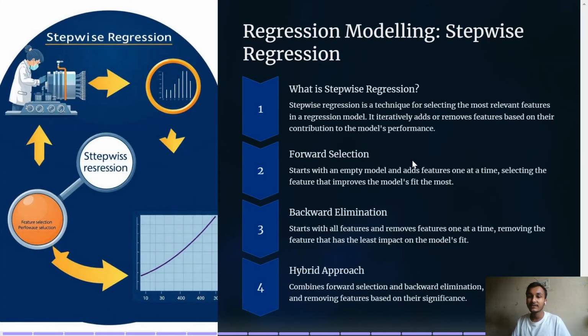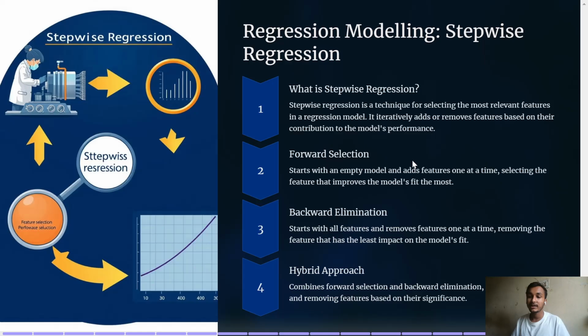Now let's look at stepwise regression. What is stepwise regression? It is a technique for selecting the most relevant features in the regression model. It iteratively adds or removes features based on their contribution to the model's performance. So as you can see, as the name suggests, stepwise.